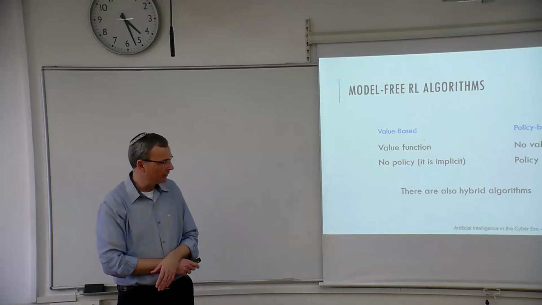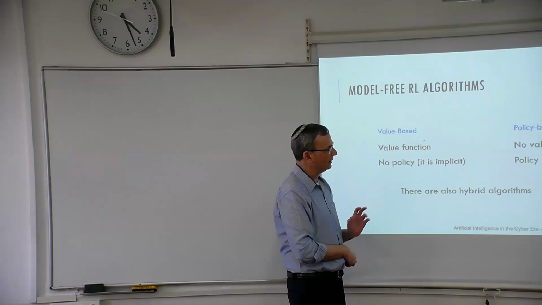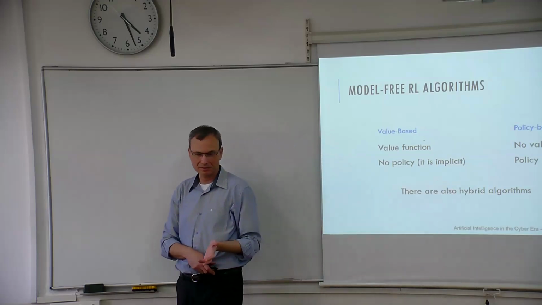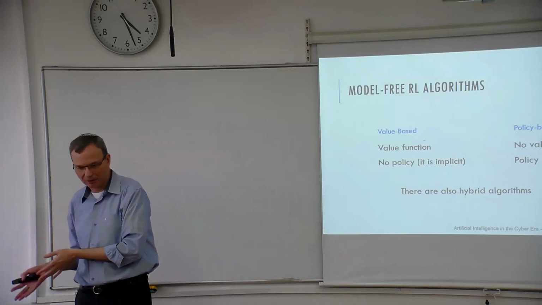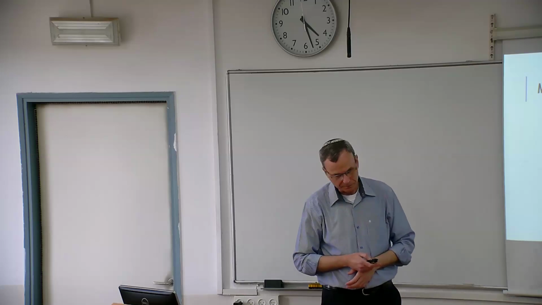There are also hybrid algorithms now, and this one is coming from the history. Nowadays, people basically are using hybrid algorithms because sometimes it makes sense to use policy, sometimes it makes sense to use a value. They don't contradict one another. Not necessarily, because you can have some rules when to use them.